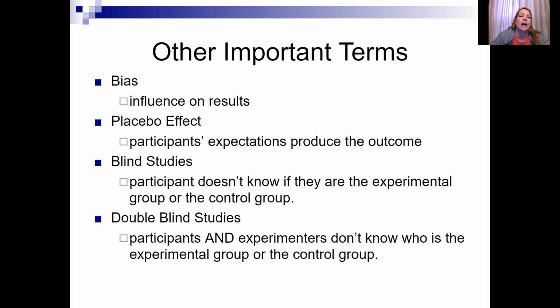Placebo effect. Placebo effect is when a participant's expectations produce the outcome. So you come in and you know that I'm doing a study, you know that I'm turning the heat way up. And so you're like, it's hot in here. There's no way I'm going to do well on this because she turned the heat up. So now your expectations that you're not going to do well are going to produce that outcome.